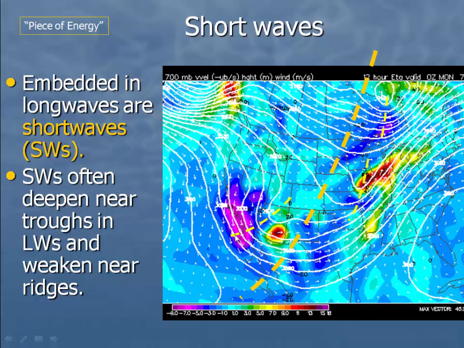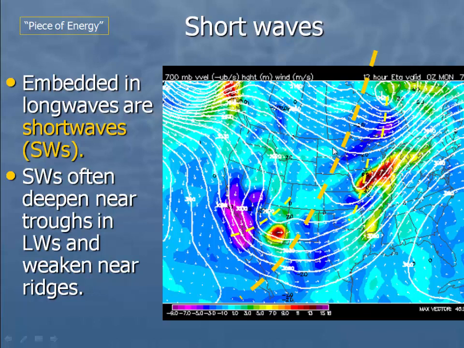So these are very small long waves embedded in a much bigger long wave. That's why we call them short waves. These short waves often kick up smaller, more localized areas of low pressure that can have their own little frontal features.